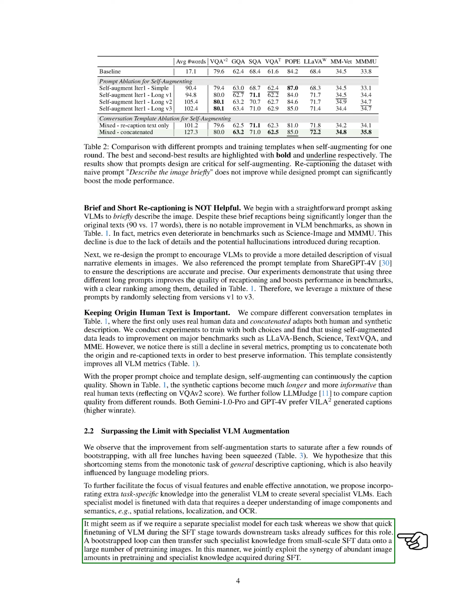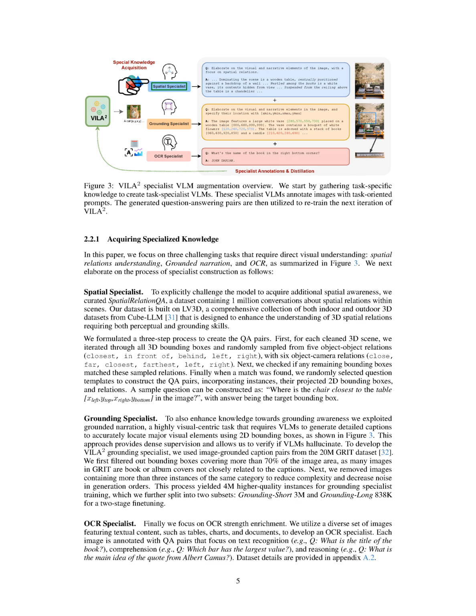A bootstrapped loop can then transfer this specialist knowledge from small-scale SFT data to a large number of pre-training images. This way, we can effectively utilize the abundance of images available during pre-training alongside the specialist knowledge gained during SFT. In this paper, we focus on 3 challenging tasks that require direct visual understanding: understanding spatial relations, grounded narration, and OCR.